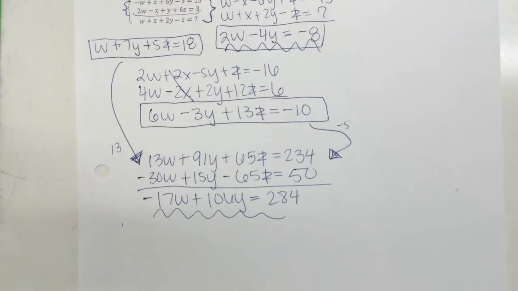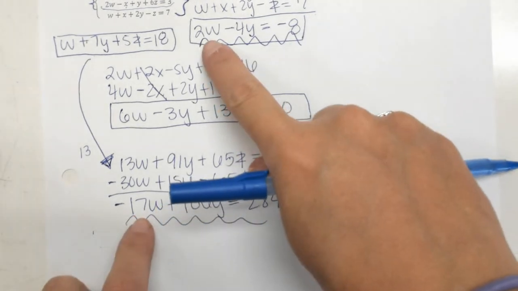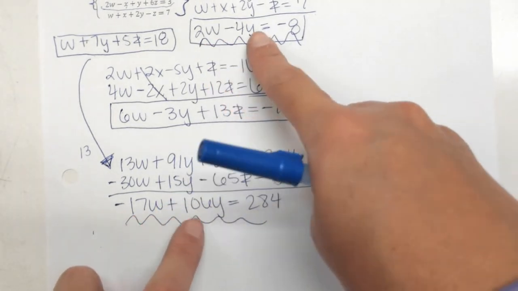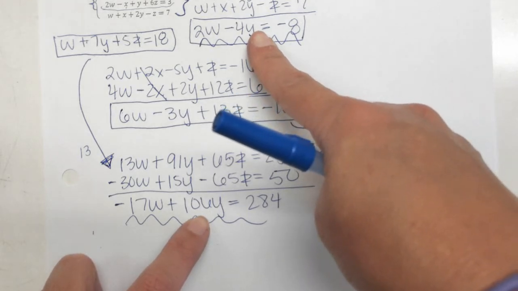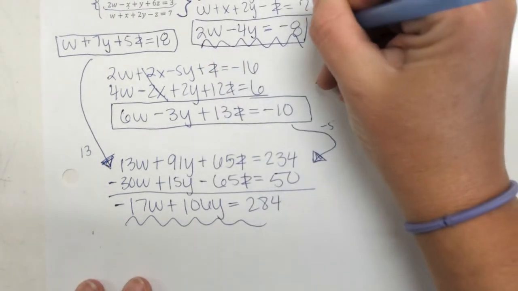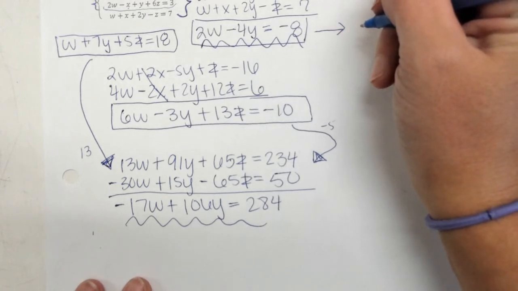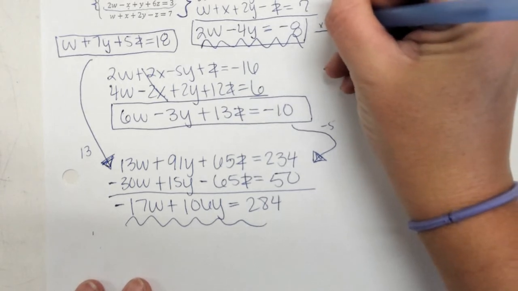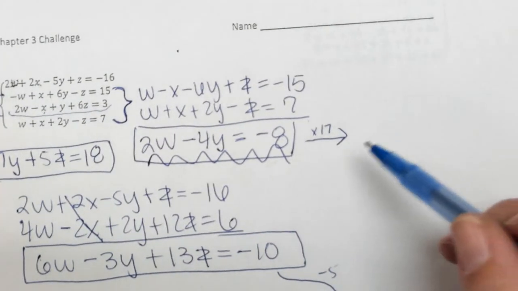Alright, so let me zoom in a little bit. What's going to be easy to cancel out, the W or the Y? So here's my W coefficients, 2 and negative 17, or negative 4 and 106. W? Okay. What can 2 and 17 go into? 34. Alright, so Caleb, what would I need to multiply this one by? 17. Good. Alright. Darius, tell me all of this in this equation multiplied by 17.